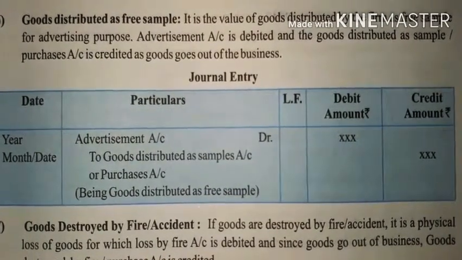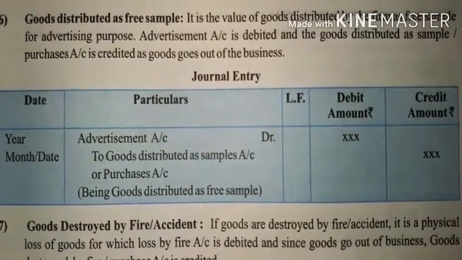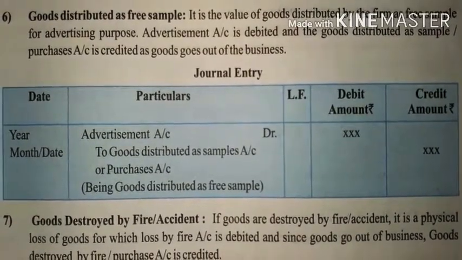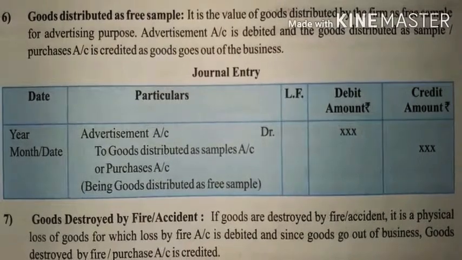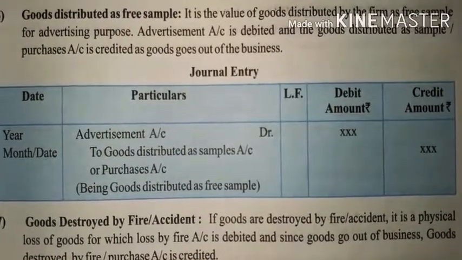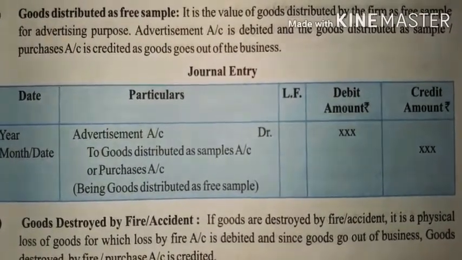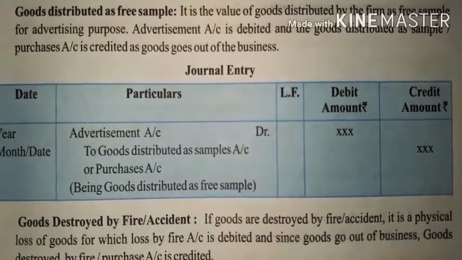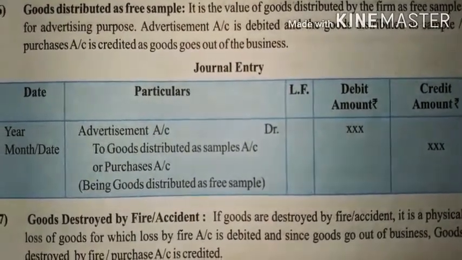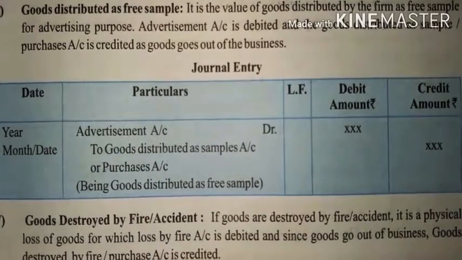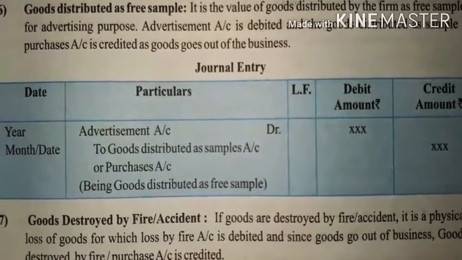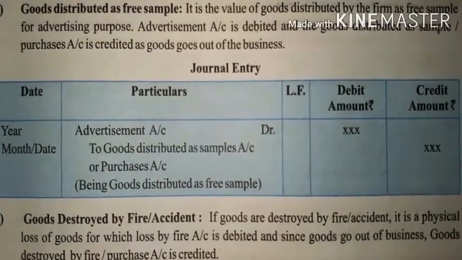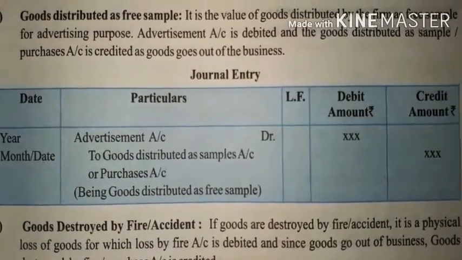Very simple. Here advertisement is being made of the newly launched product. So advertisement account is going to get the debit effect, and the goods which the business is giving as a free sample are going to get the credit effect. Why the credit effect? Because goods are going out of the business. That is why the goods distributed as sample account will get the credit effect.